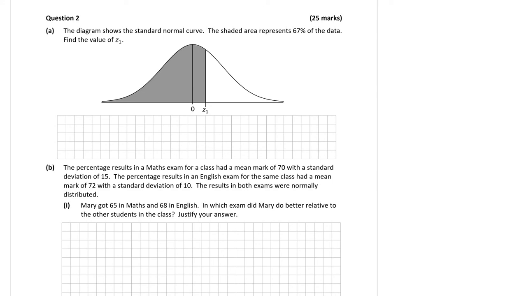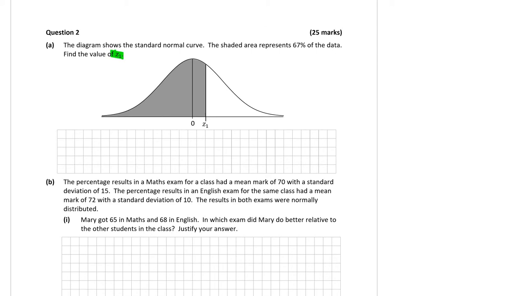Here I'm going to look at some statistics. This is a Leaving Cert statistics question, came up in 2018, paper 2, question 2, and it has to do with z-scores. So we know the area to the left of z1 is 67%. What that means is the probability of finding a value less than z1 is 0.67.